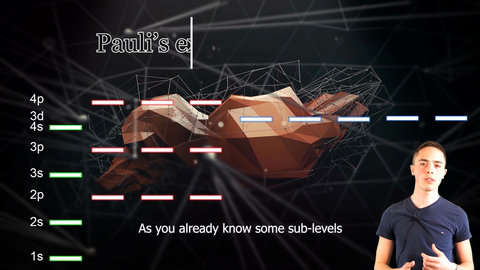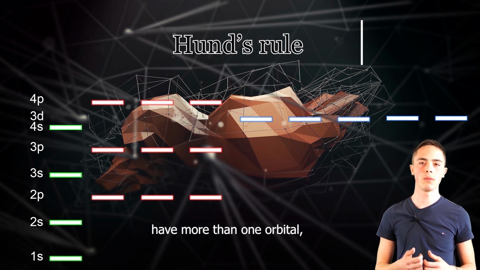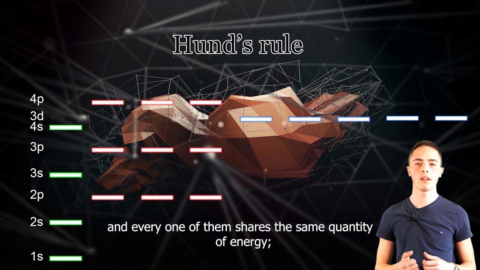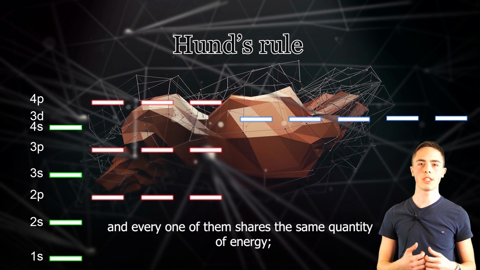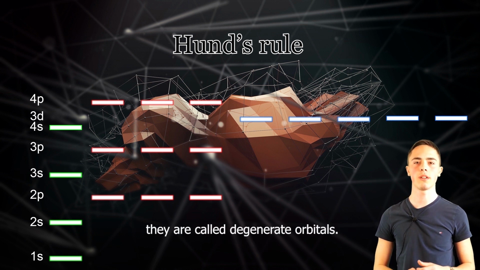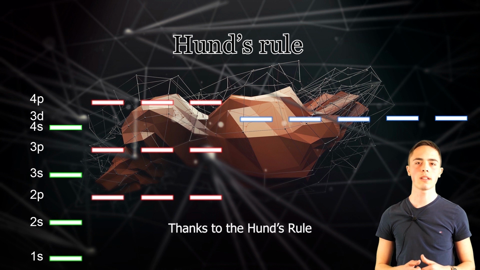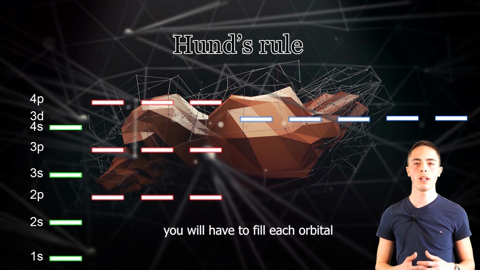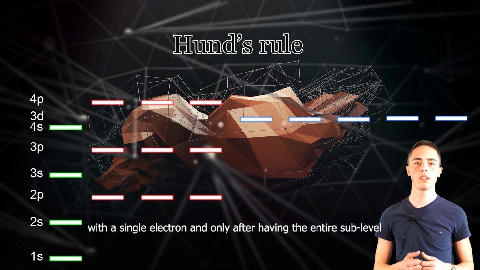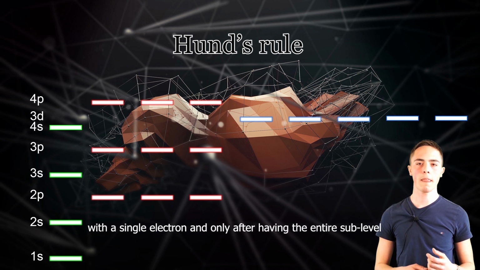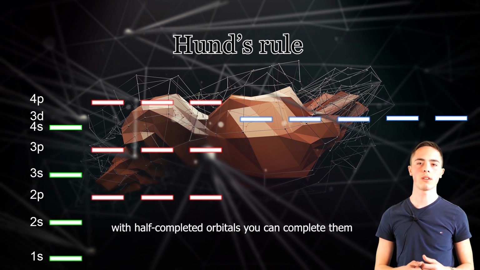As you already know, some sublevels have more than one orbital, and every one of them shares the same quantity of energy. They are called the degenerate orbitals. And thanks to Hund's rule, you will have to fill each orbital with a single electron, and only after having the entire sublevel with half completed orbitals, you can complete them.